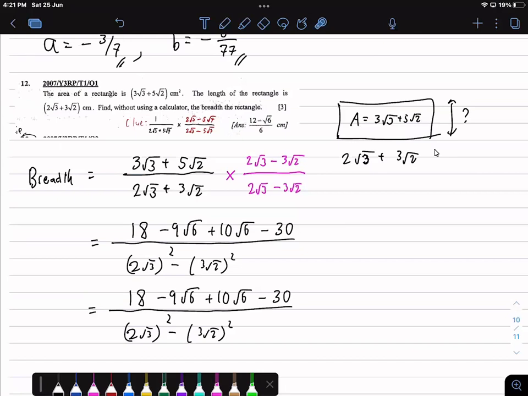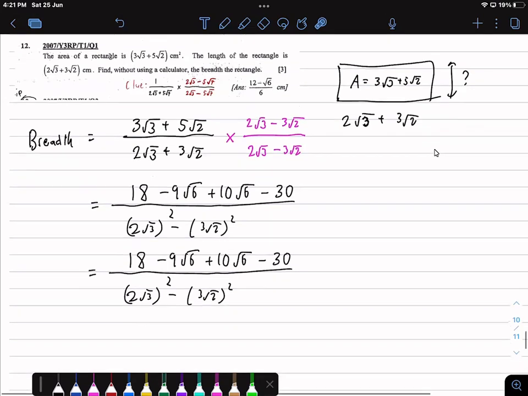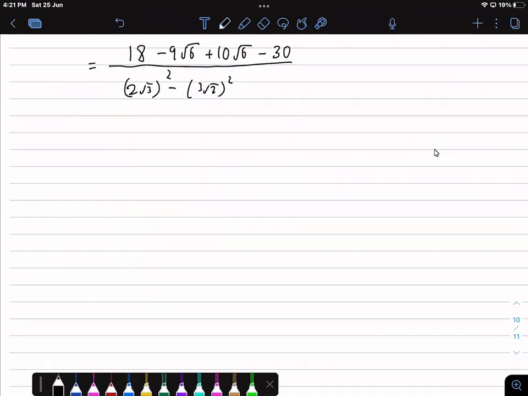Sorry. Okay, let's simplify the numerator. What do we get? 18 minus 30, which is minus 12. Then minus 9 root 6 plus 10 root 6 is just root 6. Good. Then the denominator.